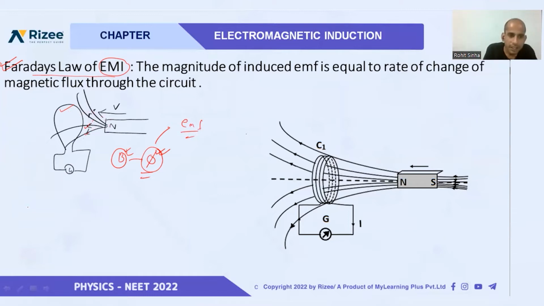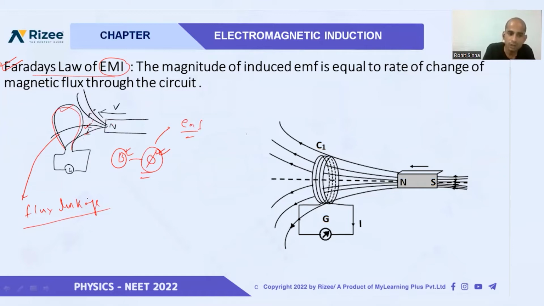I tell you one more thing, flux linkage. What is flux linkage? See here, how many field lines are linking with it? Initially only two lines. When this magnet comes closer, all four lines will come inside it. That means the flux linkage is increasing, because the magnetic field lines are increasing.